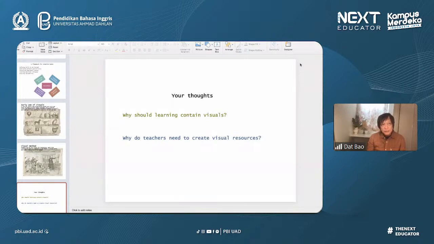And if pictures come from the teachers themselves, it means the teacher cares about students enough to make the effort to connect with them. That's one important reason.